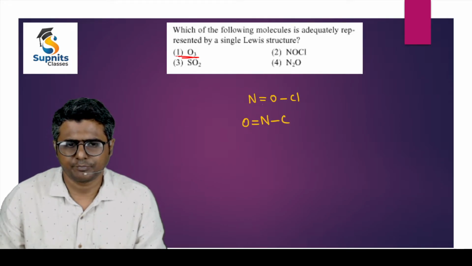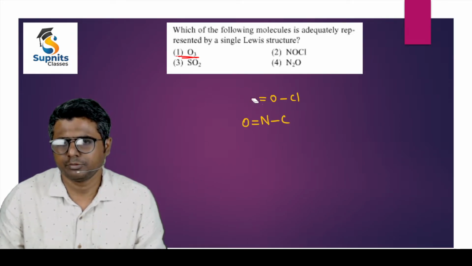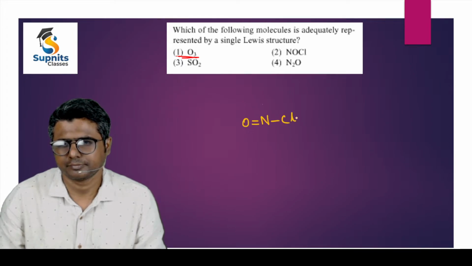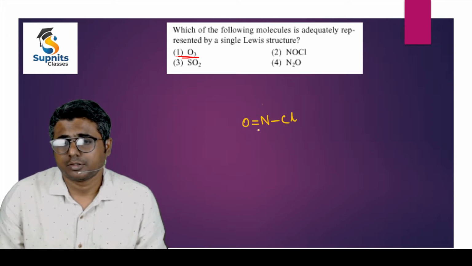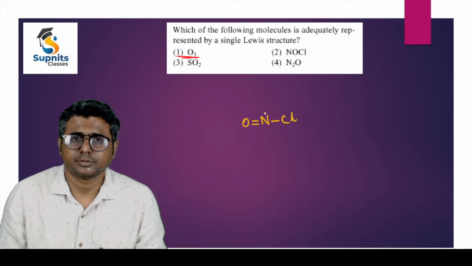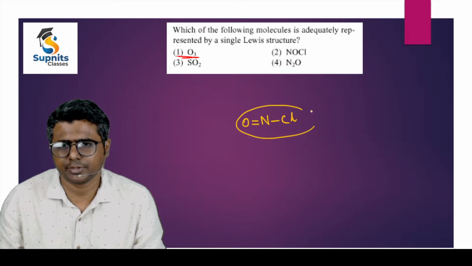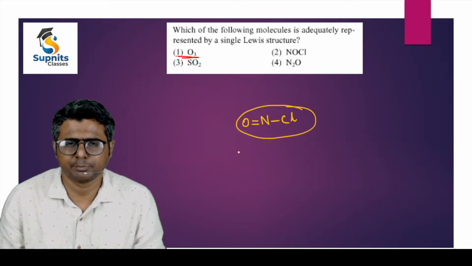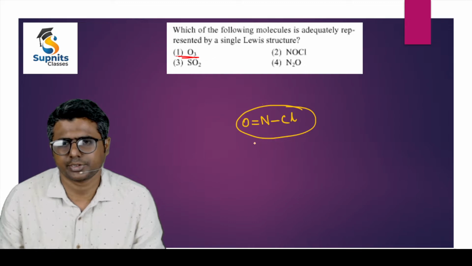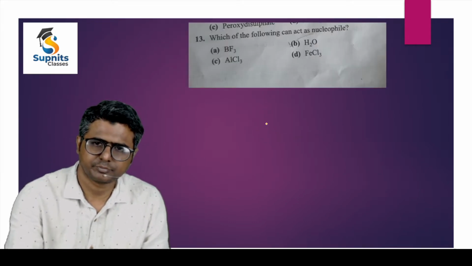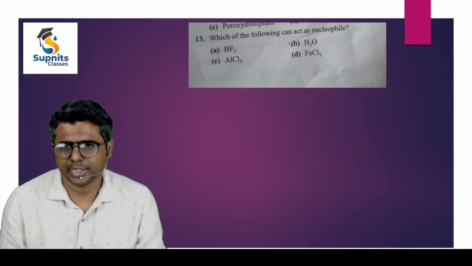If you see this molecule, then you can understand that the bonds are taking care of the octets of all the elements. So this is not going to have any further Lewis structure. This can be represented by a single Lewis structure, NOCl. Okay, understood. Next question: which of the following can act as a nucleophile?